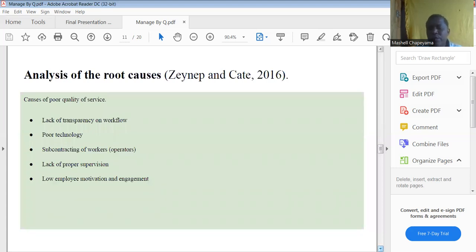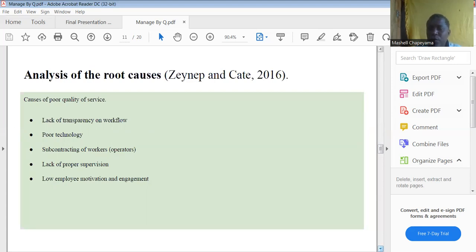But what are the root causes of this poor quality of service? Right, there's several of them. There's lack of transparency on workflow, right? We are talking of the relationship between the supervisor and the cleaners and the work which they offer. Some of the cleaners do not know what to do and how to do it, right? And even if they know, there's a problem relating to which company they can work for today and which one they can work for tomorrow, because there are so many customers and the employees are changing from one company to the other.